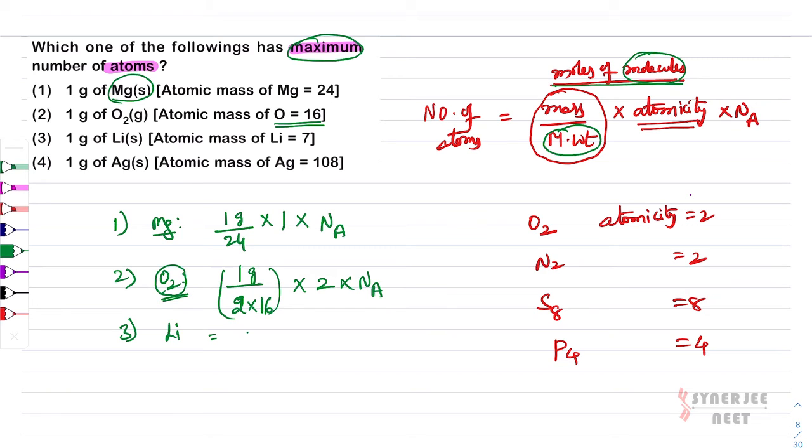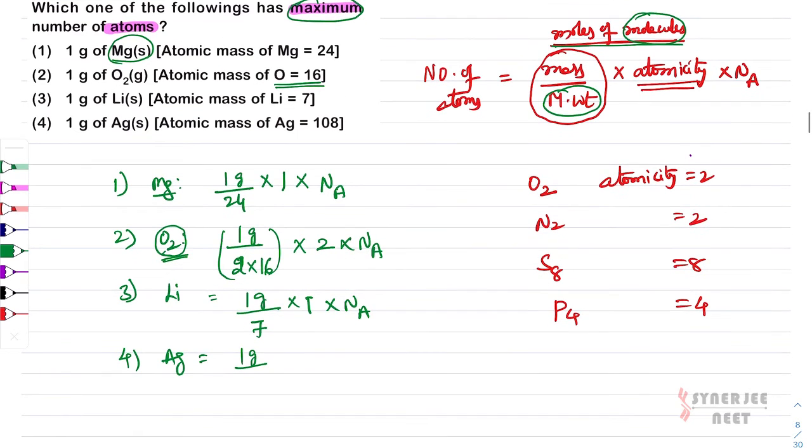Is the metallic compound. Now 1 gram divided by 7, which is the atomic mass, multiplied by atomicity 1, into Avogadro number. Like this, if you write, again silver is also a metal, so again 1 gram divided by atomic mass, which is 108, and atomicity is 1, into Avogadro number.